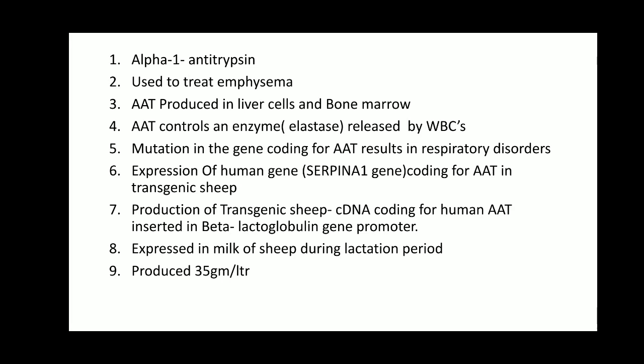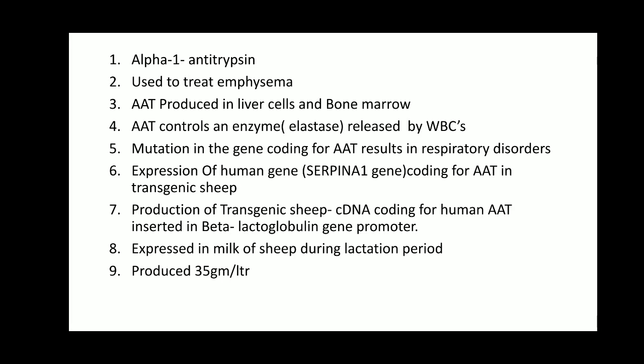So therefore, using genetic engineering technique, the gene coding for alpha 1 antitrypsin is introduced into a transgenic animal, and here the transgenic animal used is the transgenic sheep. The name of the transgenic sheep is Tracy. From this transgenic sheep, the gene coding for alpha 1 antitrypsin is expressed and alpha 1 antitrypsin is produced in the mammary glands, which is extracted from the sheep during the lactation period.